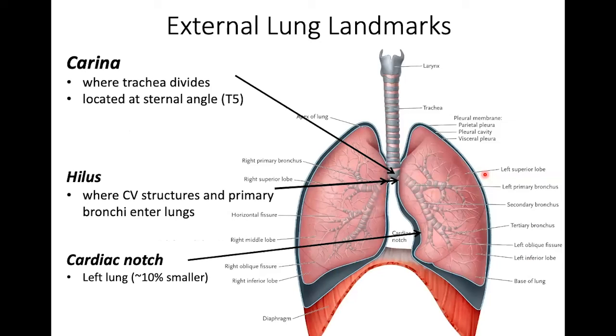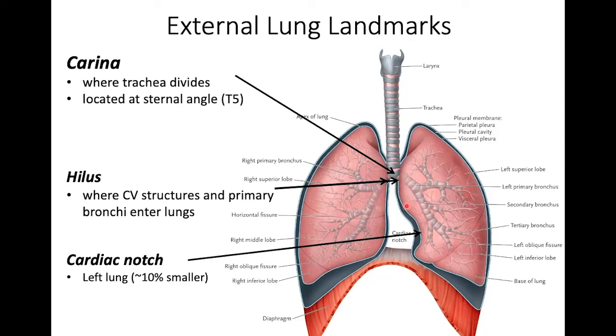Now, from an external perspective, we've already covered the carina, which occurs here at the level of T5. From an anatomical landmark here, we can see it at the sternal angle. And then where the primary bronchi left and right enter into the lung, this region of the lung is known as the hilum. In addition to the primary bronchial structures that enter into an individual hilus at this point, you're also going to have those pulmonary arteries and veins entering the lungs and exiting from the lungs.